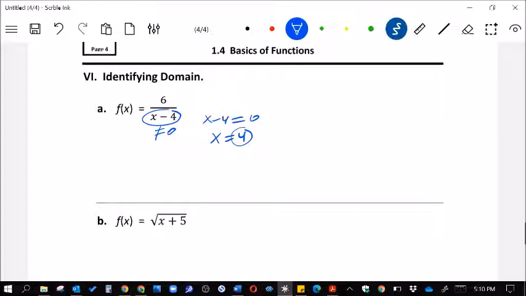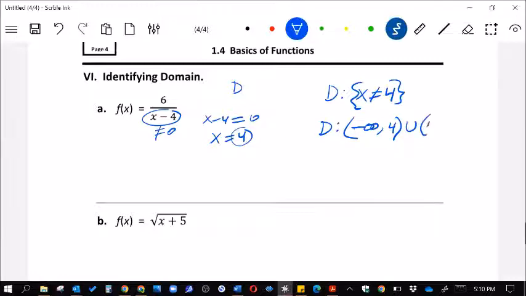So therefore, we would say that the domain, let's put it over here, the domain is x not equal to 4. That's one way to say it. But I want to do it with interval notation. All the numbers from negative infinity to 4 can be used. 4 cannot be used. And that's in union with starting from 4 but not including it up to positive infinity.